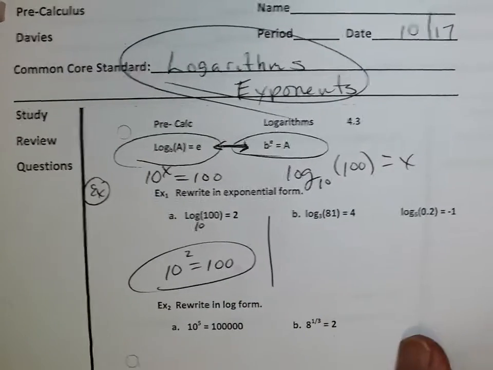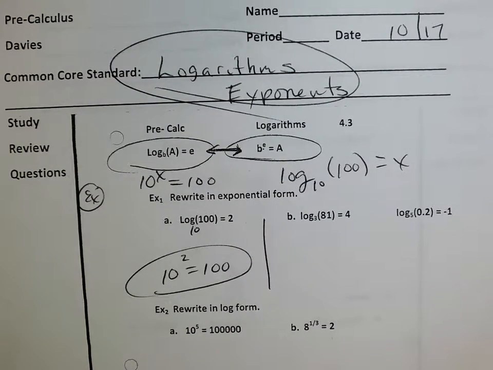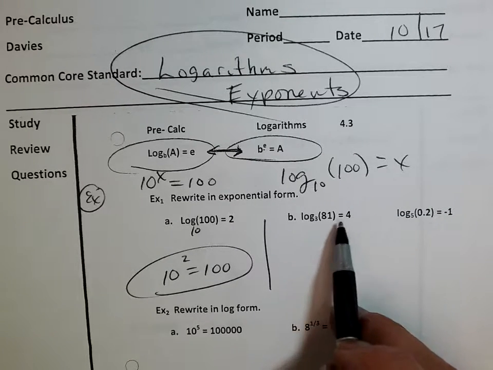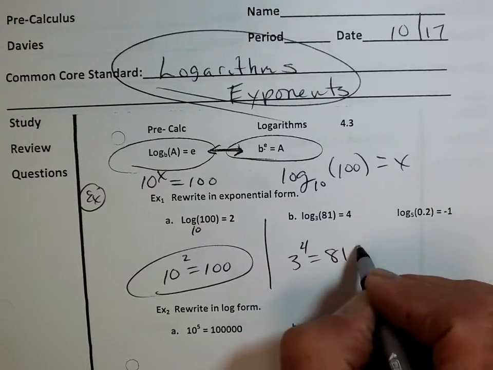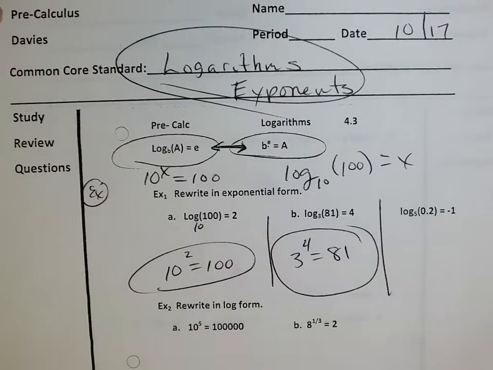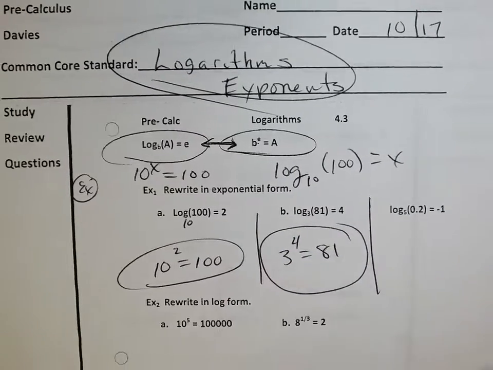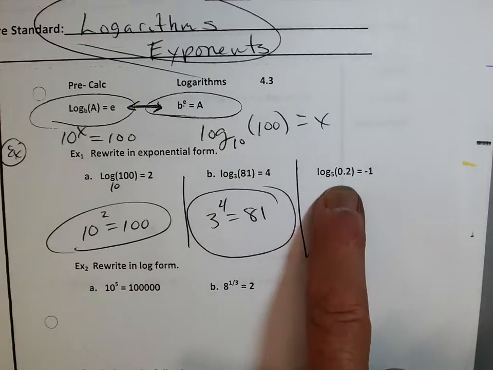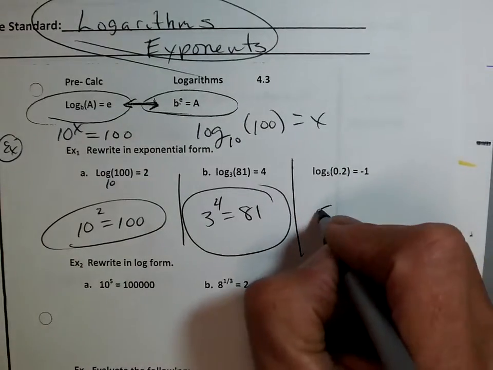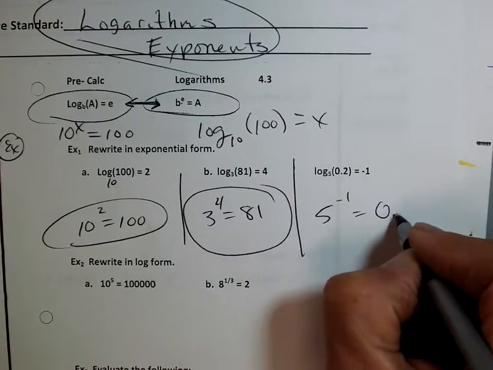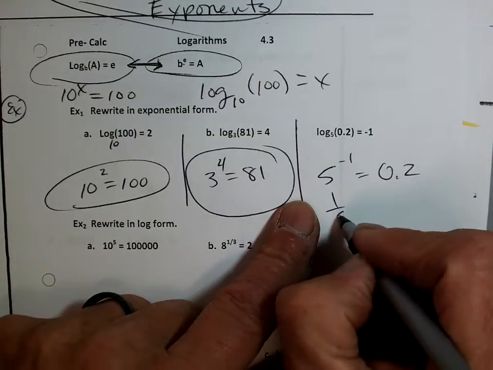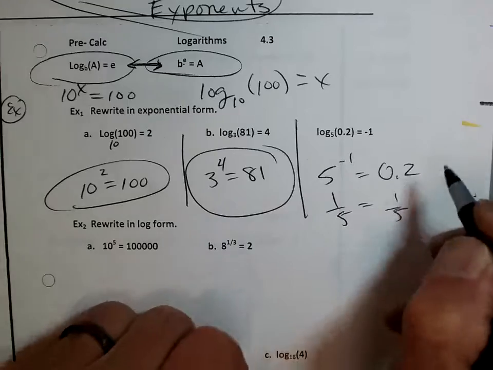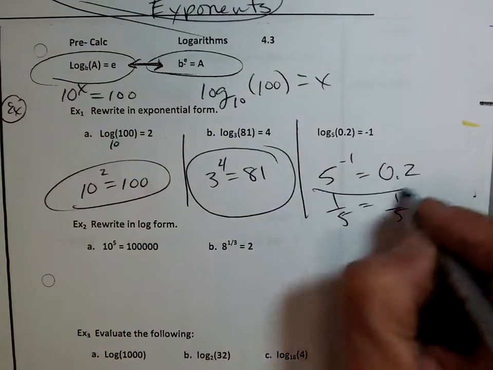B, what's it going to be? Three to the fourth power equals 81. That's it. Okay, what's this one going to be? 5 to the negative 1 equals 1/5. Exactly right. Now that doesn't seem quite right, but it really is, because that becomes 1/5, and we know 2/10 is also 1/5. So that's a true statement, isn't it? But all we want to do is just convert it, okay?